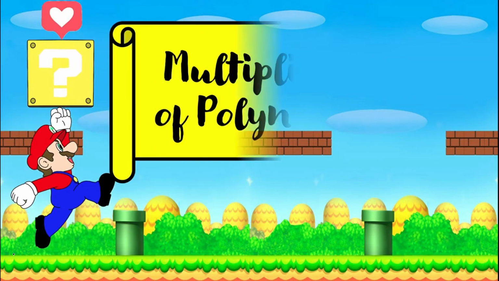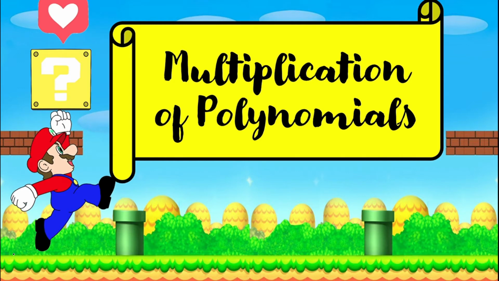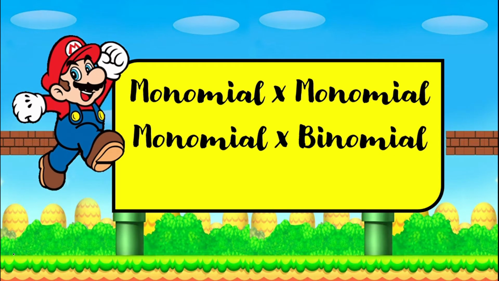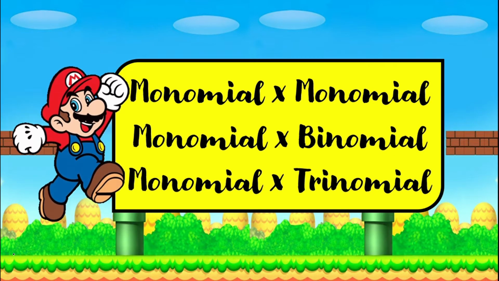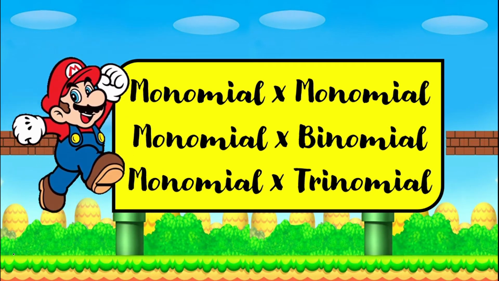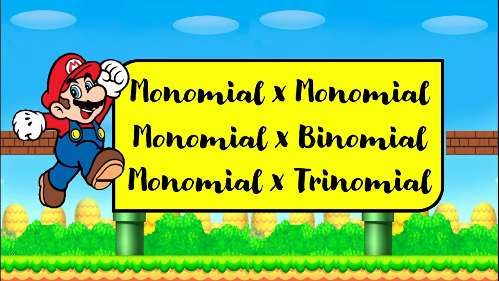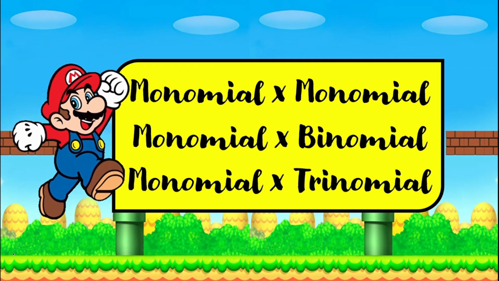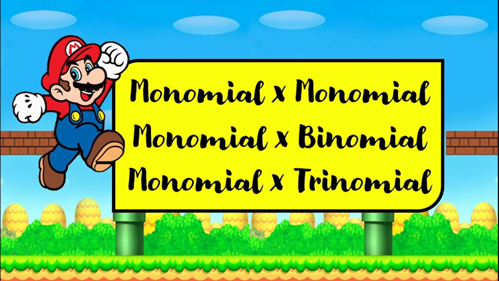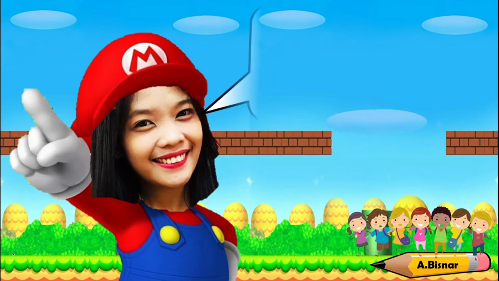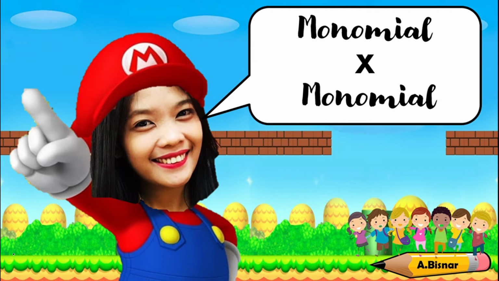This lesson is all about multiplication of polynomials, and we're going to study monomial times monomial, monomial times binomial, and monomial times trinomial. From what we have studied about classification of polynomials, when we say monomial, it has only one term. Binomial, it has two terms. And trinomial, it has three terms.